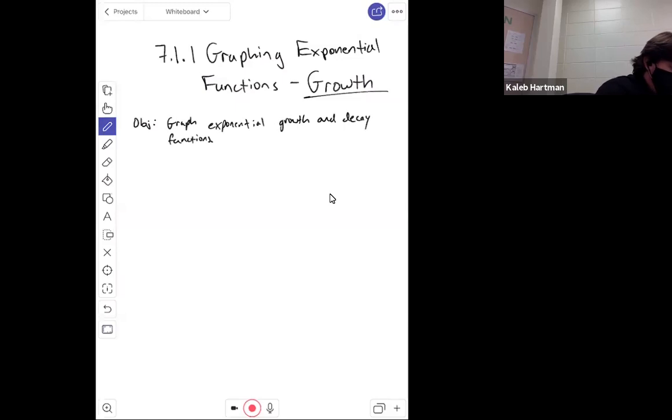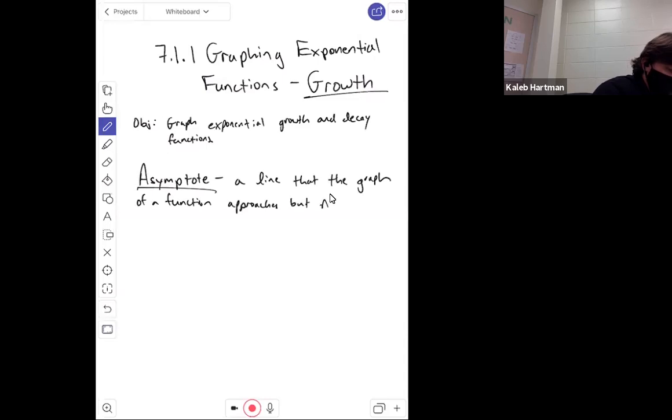A little bit of vocab before we get started. The word asymptote, which, yes, sounds pretty funny. We need to understand what an asymptote is. It is a line that the graph of a function approaches but never crosses.